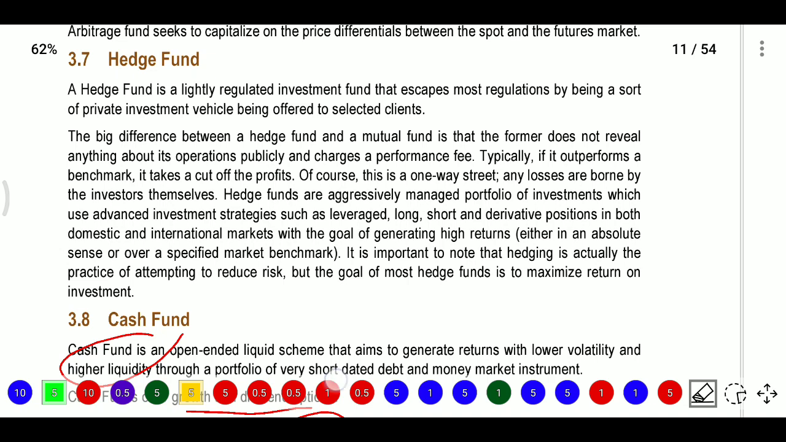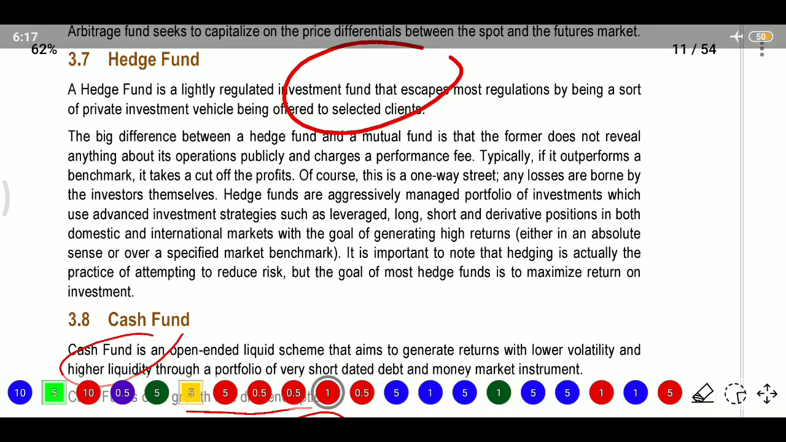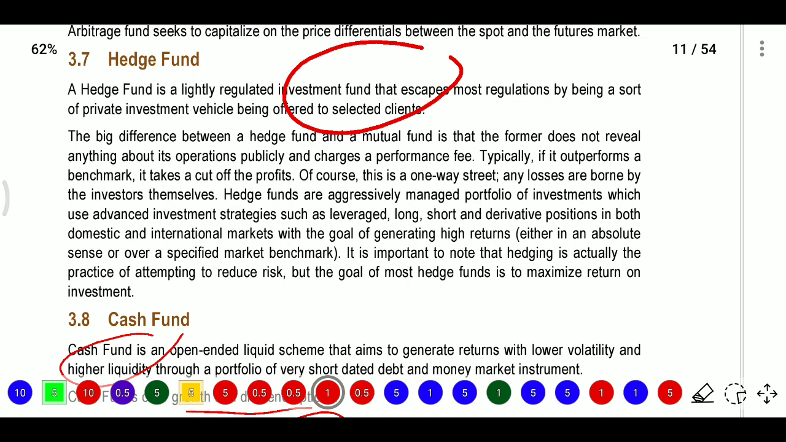Here the clients are also selected clients, big shot persons. They focus on persons who have high capital, more than 20 crores or 30 crores. They focus on those persons.